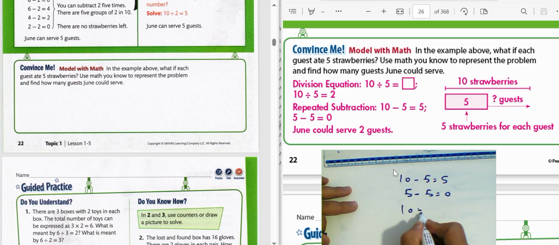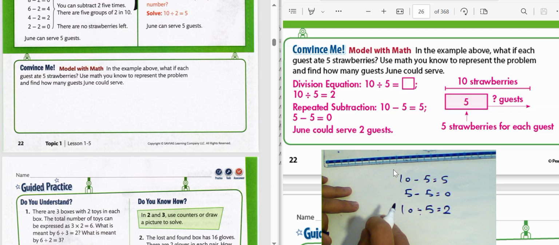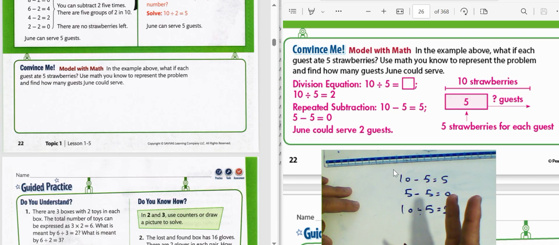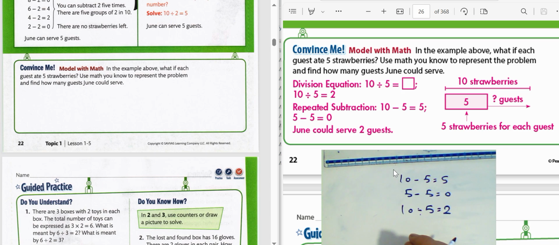Then 10 divided by 5 equals 2. Okay, 10 divided by 5 equals 2 strawberries for each person. June eats 5 strawberries, and we have 10 strawberries. 10 divided by 5 equals 2. Then the number of persons which June served will be 2 persons. It was question 22.